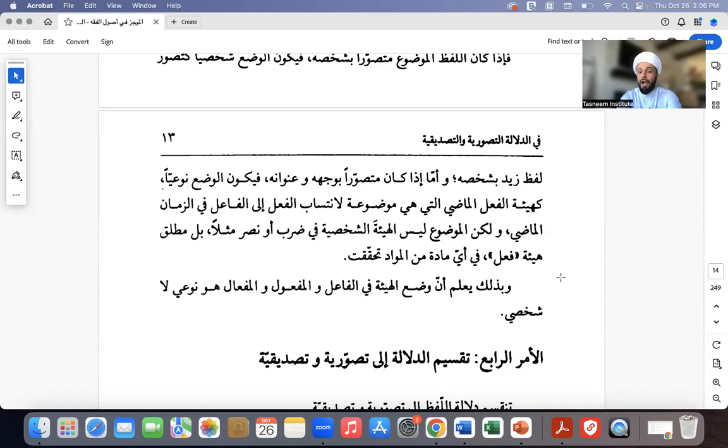بل مطلق هيئة فعل. What was designated was the form, the pattern of فعل. في أي مادة من المواد تحققت. It's up to you to put in whatever word that you want to put in. فتح, ضرب, نصر, كتب, ركض. What was designated was the cast, the form, the structure. وبذلك يعلم أن وضع الهيئة في الفاعل والمفعول والمفعال هو نوعي لا شخصي.